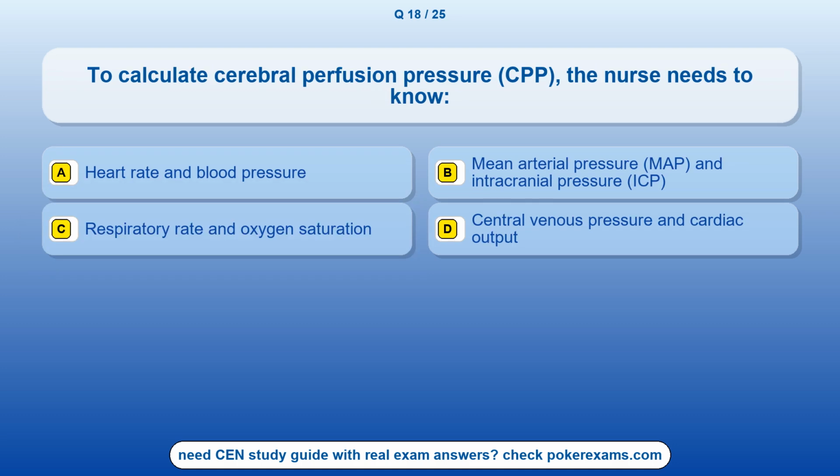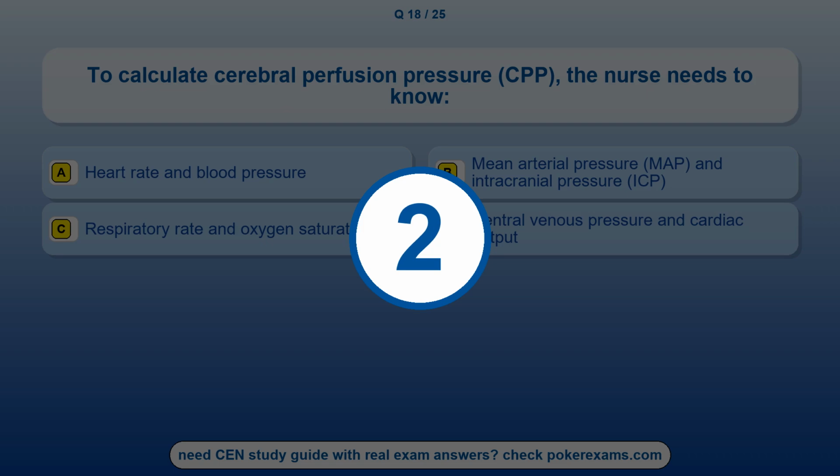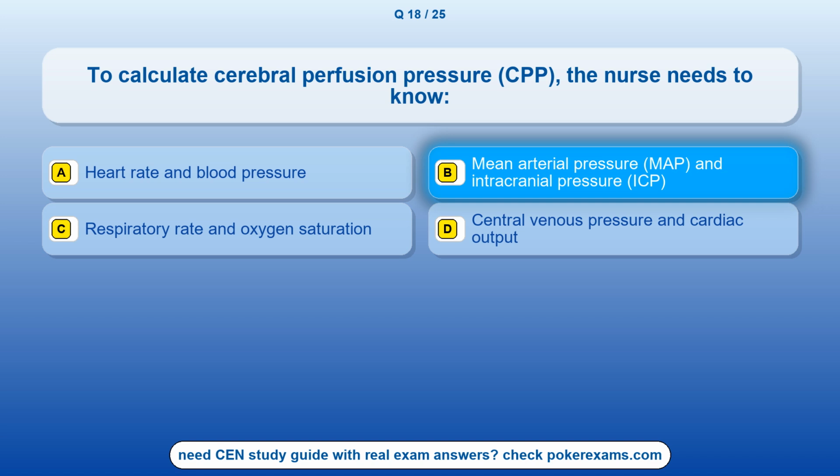Question 18. To calculate cerebral perfusion pressure, CPP, the nurse needs to know option A, heart rate and blood pressure. Option B, mean arterial pressure, MAP, and intracranial pressure, ICP. Option C, respiratory rate and oxygen saturation. Option D, central venous pressure and cardiac output. The correct answer is option B. Mean arterial pressure, MAP, and intracranial pressure, ICP.